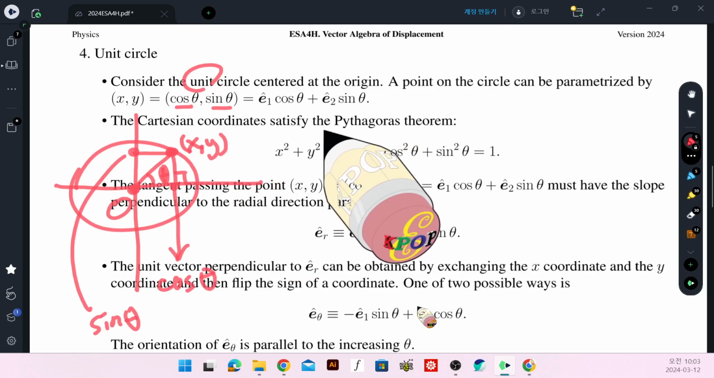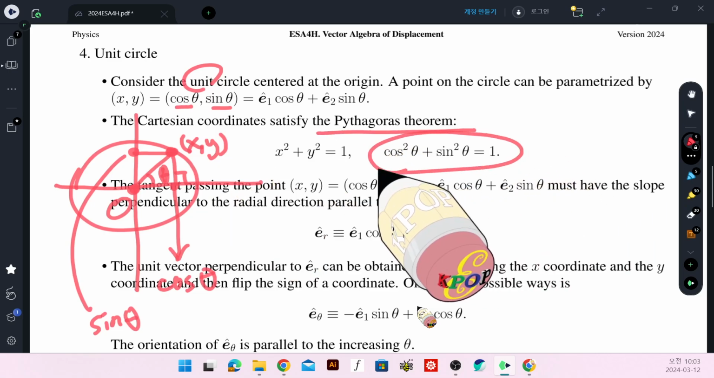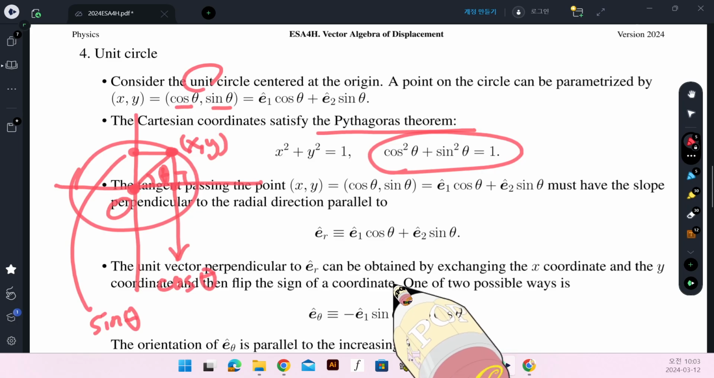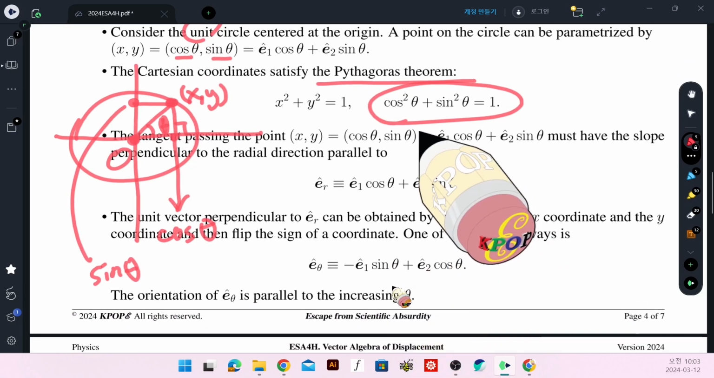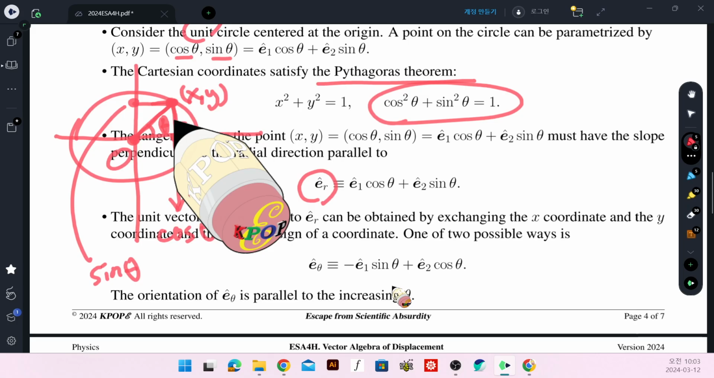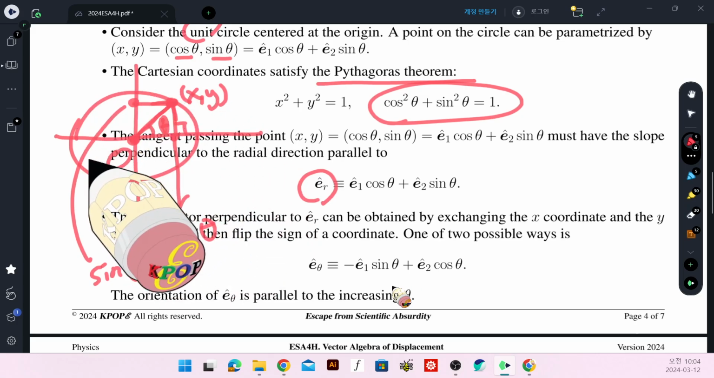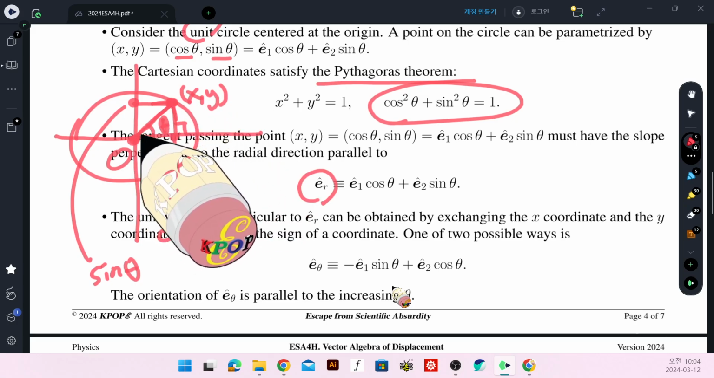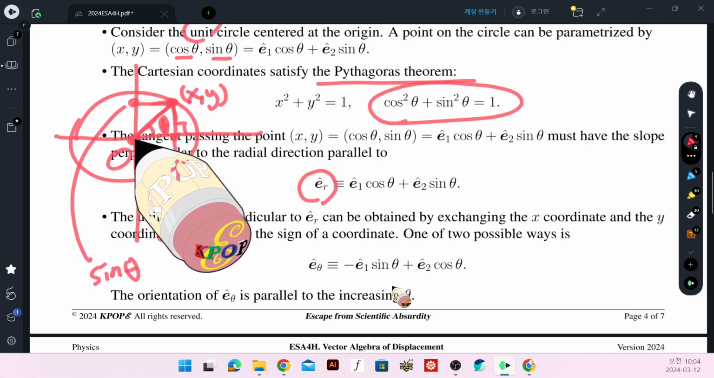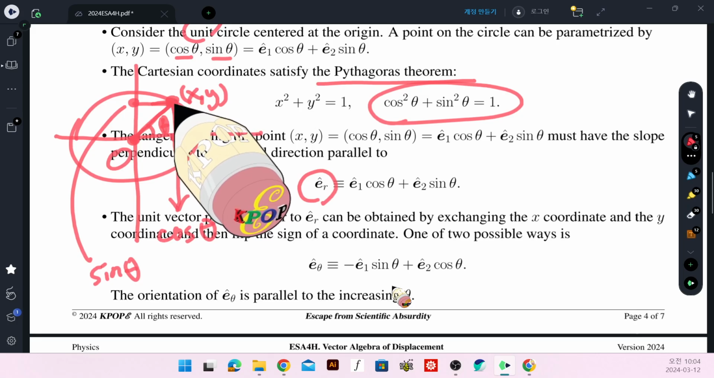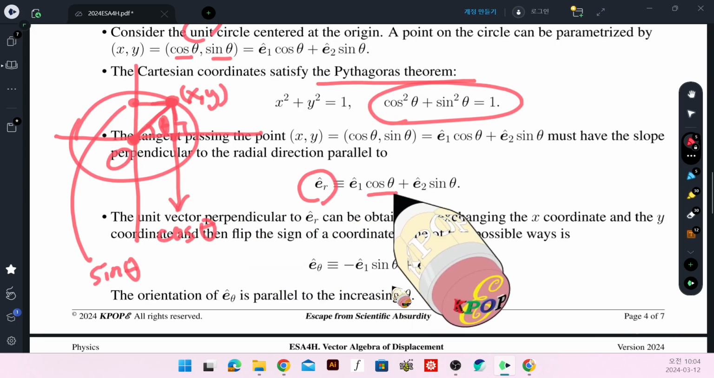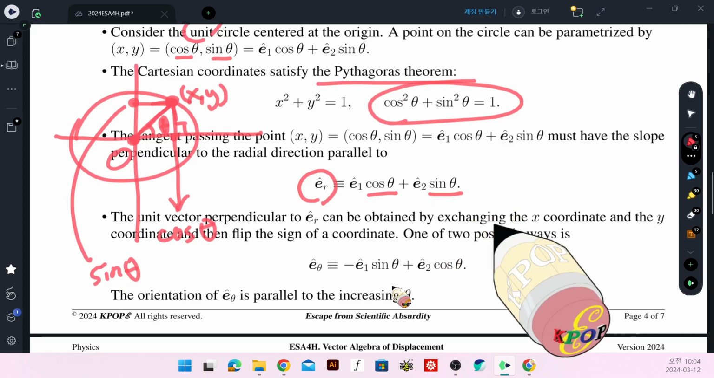Therefore, we have Pythagoras' theorem to construct a very simple relation of squared sine and cosine. We define the unit radial vector, that is the unit vector along the radius. Because the radius of this circle is unity, the unit radial vector is nothing but the displacement vector connecting the origin and this point. That has x component cosine and y component sine.